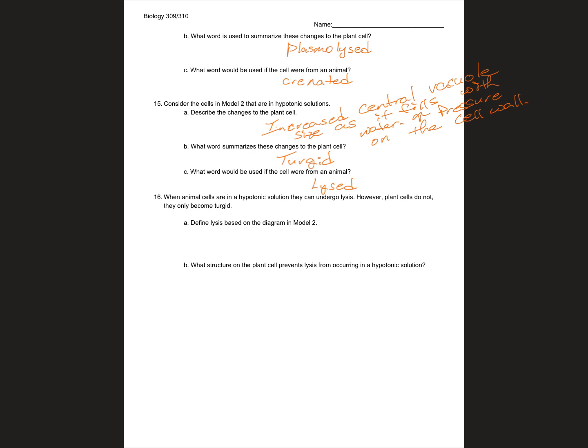Am I correct? Did I spell it correctly? All right. When animal cells are in a hypotonic solution, they can undergo lysis. However, plant cells do not. They only become turgid. Define lysis based on Model 2. Cell bursting or rupturing is fine, any word like that. What cell structure in a plant prevents lysis in a hypotonic solution? Cell wall. And that's true of all those organisms I listed: bacteria, all prokaryotes, archaebacteria, fungi, protists, all of them have cell walls that help them prevent lysis. Okay.